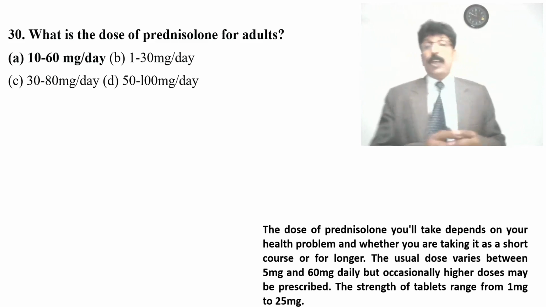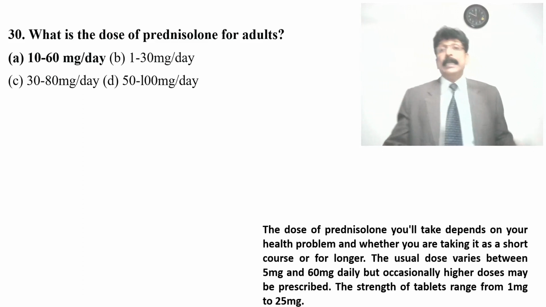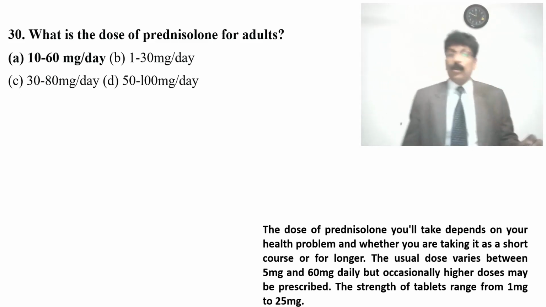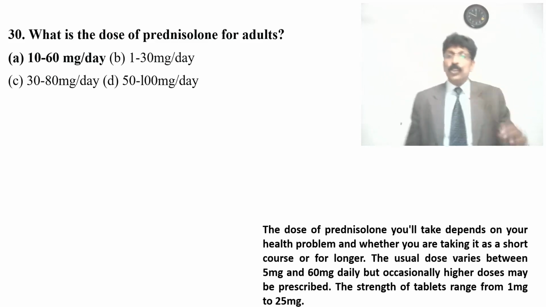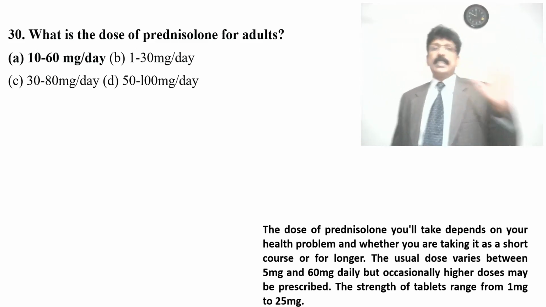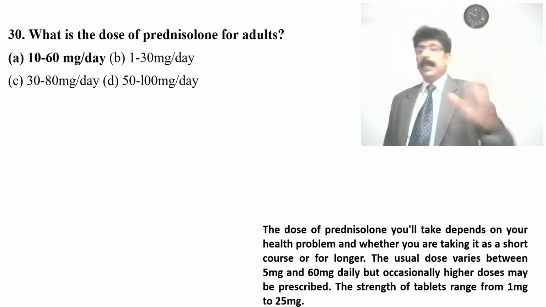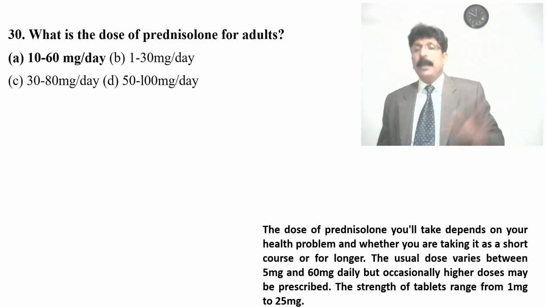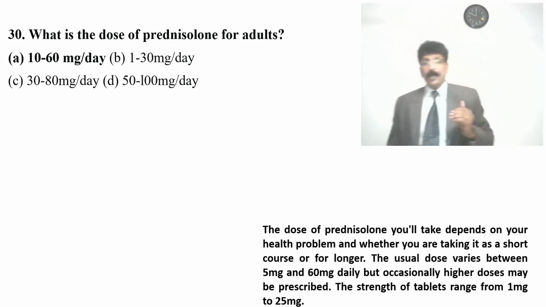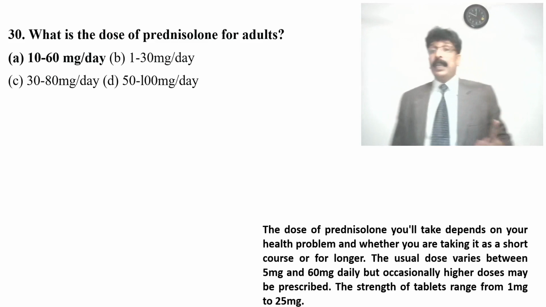The dose of prednisolone you will take depends on your health problem. Whether you are taking it for a short course or a longer period, by diagnosis, the usual dose varies between 5 milligram to 60 milligram. They have given a choice of 10 to 60 milligram, which is roughly in that range. Theoretically it is 5 milligram to 60 milligram daily, but occasionally higher doses may be prescribed in some cases. The strength of tablets ranges from 1 milligram to 25 milligram.